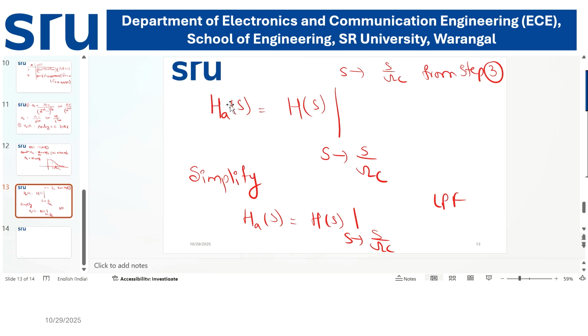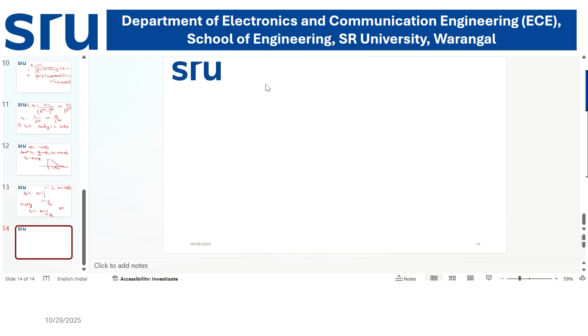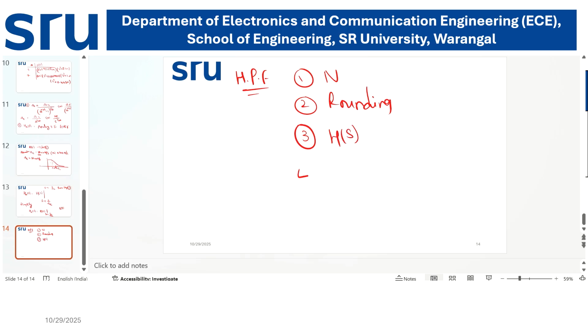If you are designing a high pass filter, the first step is finding the n value, then rounding the n value, which is the same. The third step, finding the unnormalized transfer function, is also the same. Then finding the cutoff frequency using the formulas is also the same.